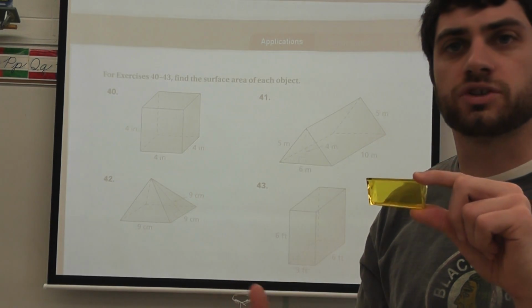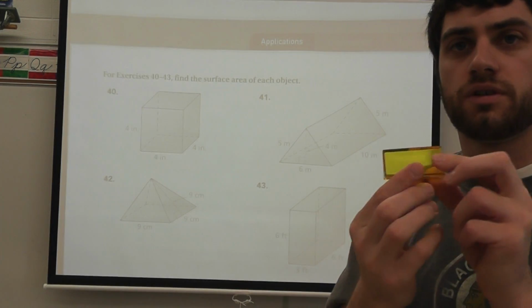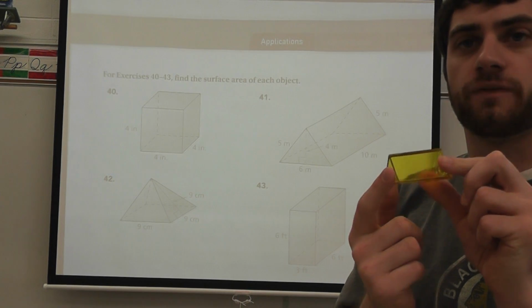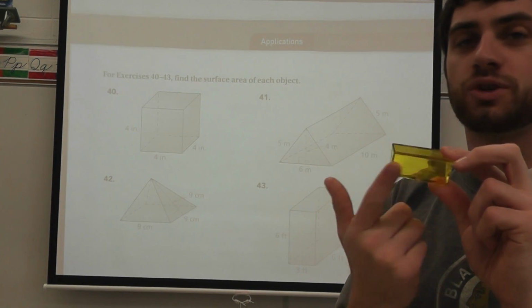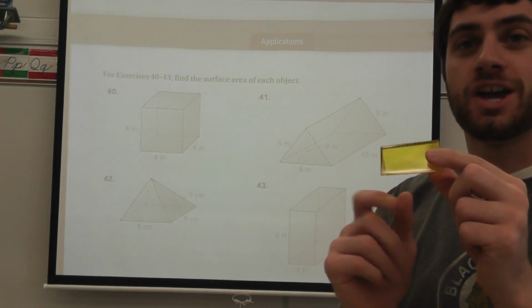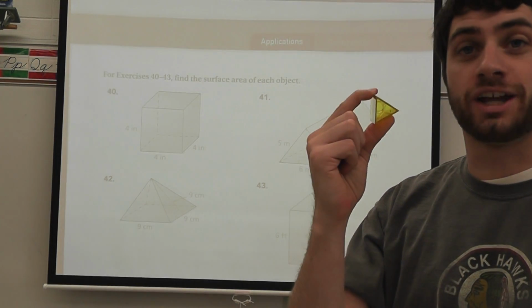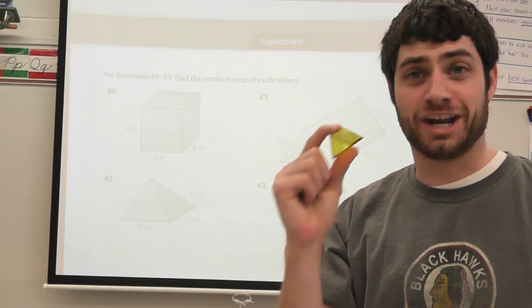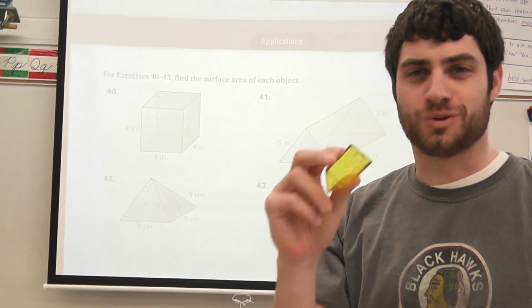Well, now let's add up our surface area. 12 on that triangle, 12 with that triangle is 24. 60 on the bottom, so 24 and 60 would be 84. 50 and 50 would be 100. So the surface area of the triangular prism is going to be 184 meters squared.